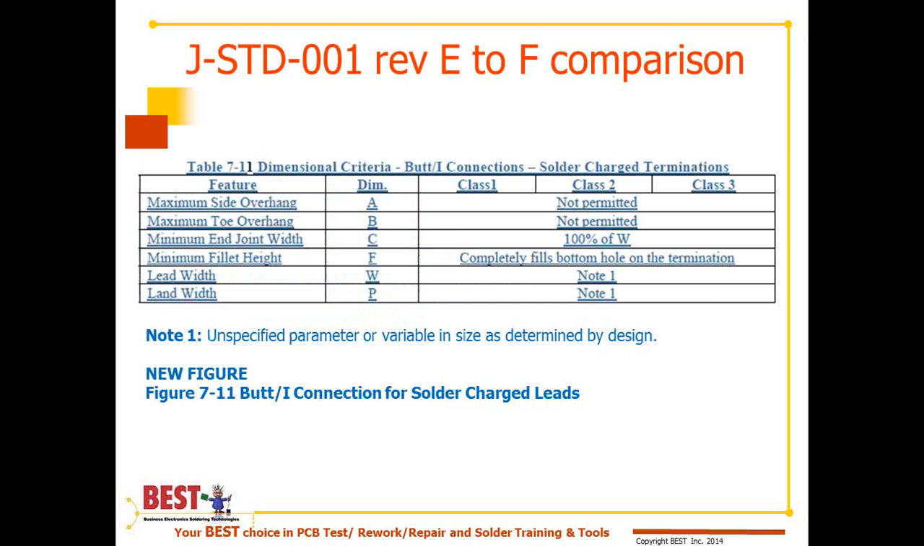So looking at the table here, you can see where the maximum side overhang is not permitted, the minimum toe overhang is not permitted, minimum end joint width has to be 100% of the width of the lead, and minimum fillet height has to completely fill the bottom hole on the termination. So this is an addition. And then the lead width just refers you to Note 1. It's an unspecified parameter. And there's a new figure in there that shows what a solder charge lead looks like. I don't have the picture in the PowerPoint presentation, but it is in the book. So there's a figure for you to look at.